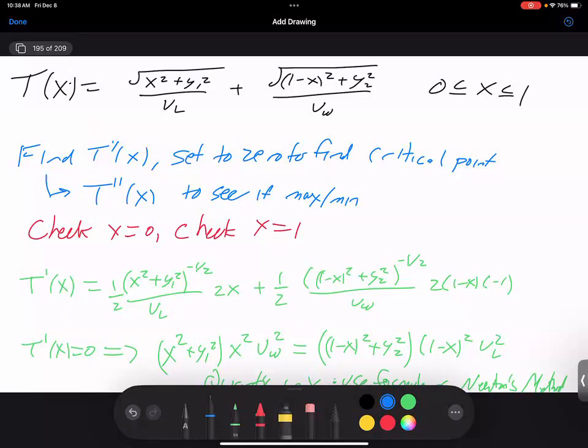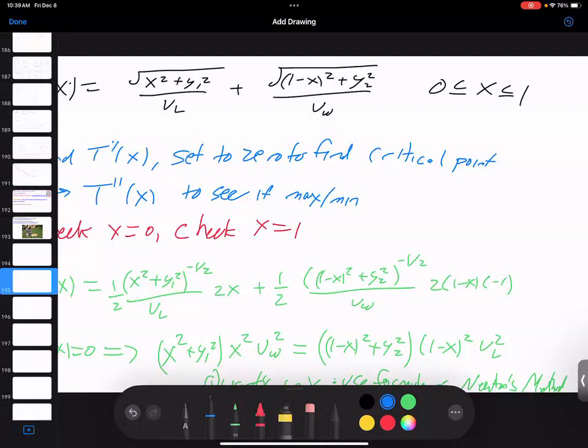But you should always be trying to exploit, is there some symmetry? Is there something at my disposal that might make this problem a little bit easier than the general case? Is there something I can exploit for this particular problem? For this case, there isn't. And so we either have to use the quartic formula or we have to use Newton's method. Okay.